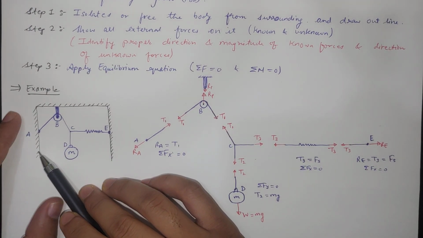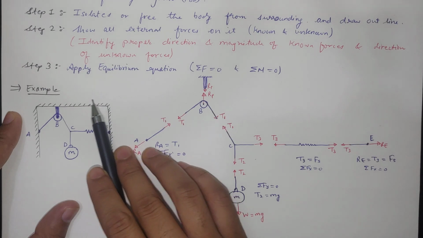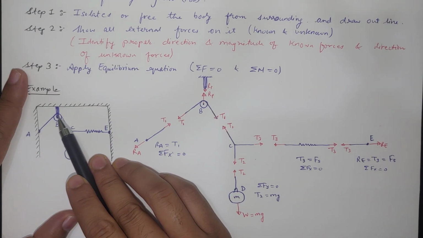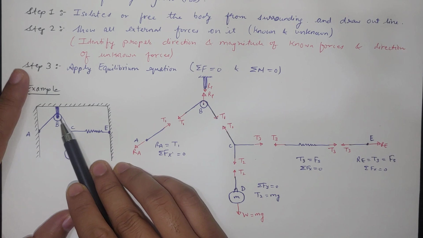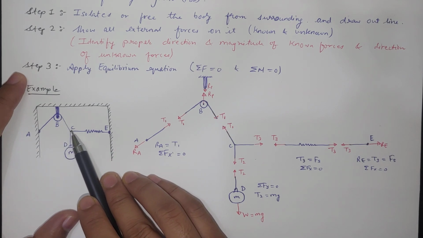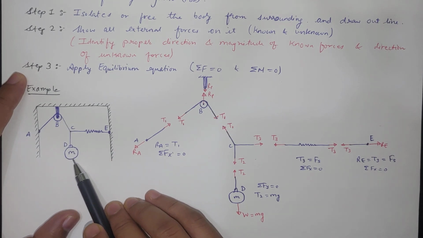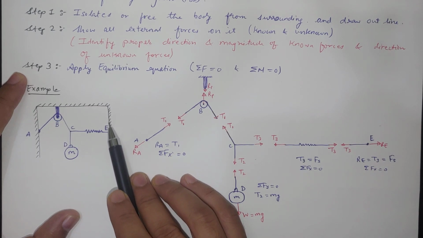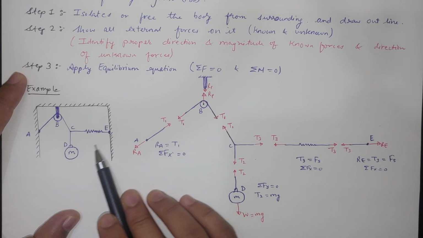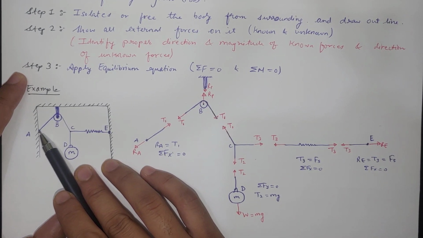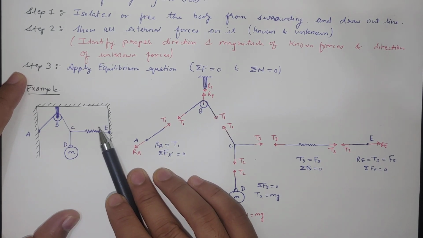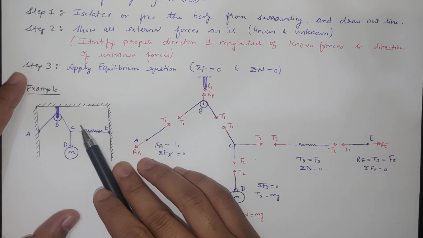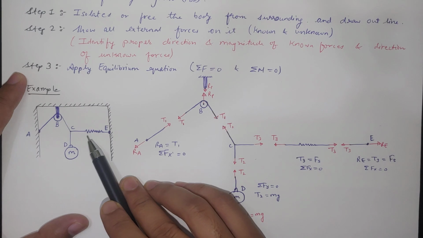Here we have this wall, and at point A there is a rope connected which passes through a pulley at B, and from there it is connected to point C where some mass is connected. On the other side there is a spring connected, and this spring is connected to this vertical wall. If we want to analyze this, we draw a free body diagram of each and every element and apply the equilibrium equations on all the elements to find unknown forces at various sections.